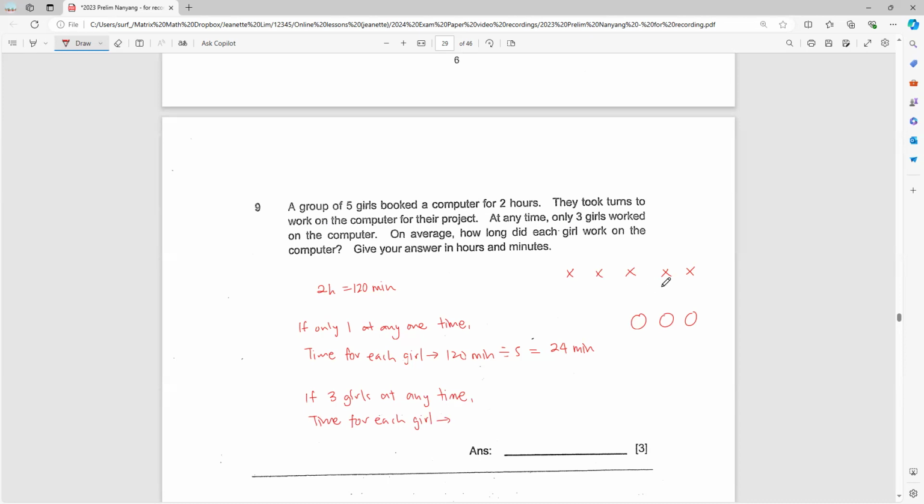So imagine initially you only have one, right? So only one person can do at any one time, which is like 24 minutes each. And the rest of the time, they will be spending waiting, right? They will be waiting for their turn. So if the chance of using a computer is now tripled, then instead of waiting for the rest of the time, the amount of time that they are actually spending on the computer will be tripled as well. So we times 3, which is 72 minutes, and convert to hour minute, 1 hour 12 minutes. Okay, so 1 hour 12 minutes for each of them.